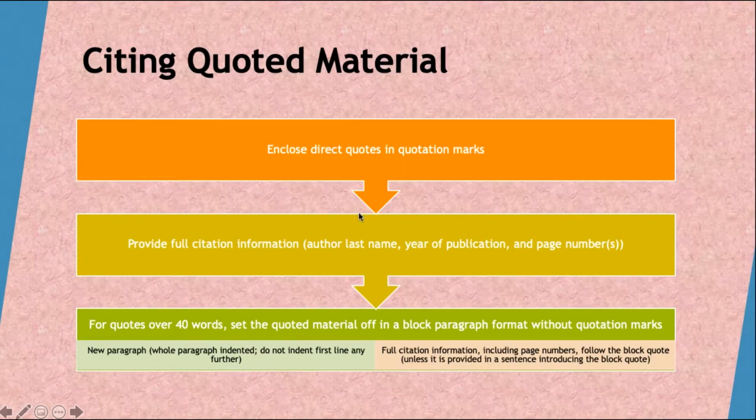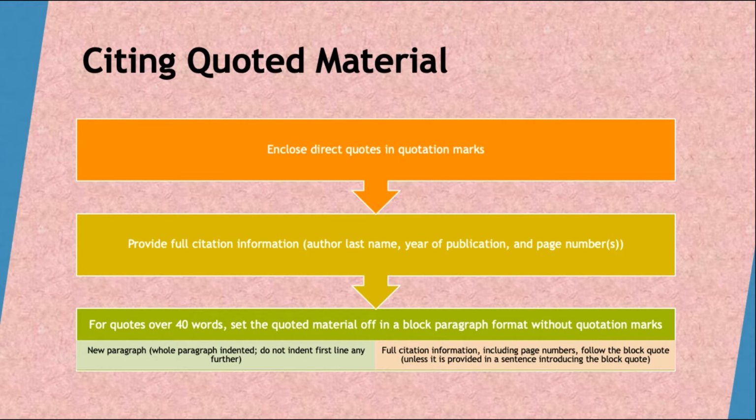So how do we cite quoted materials? This includes direct quotes in quotation marks. That is very important so that people understand that it is not your writing but others'. Provide full citation information: author last name, year of publication, and page numbers. For a quote over 40 words, set the quoted material off in a block paragraph format without quotation marks.